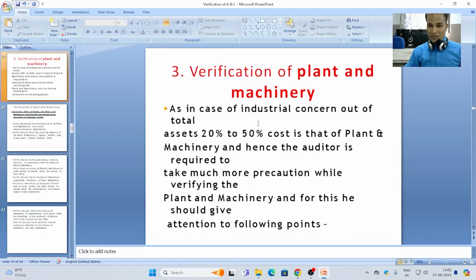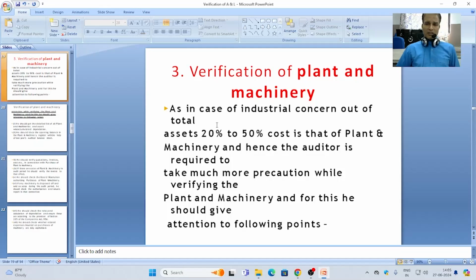Next, the asset is plant and machinery. Plant and machinery is a fixed asset of a business concern, and it is a tangible asset of a business concern. All the fixed assets capture the huge investment of a business concern. So, at the time of verification of these types of assets, the auditor should proceed very carefully. Let me discuss the verification of plant and machinery.